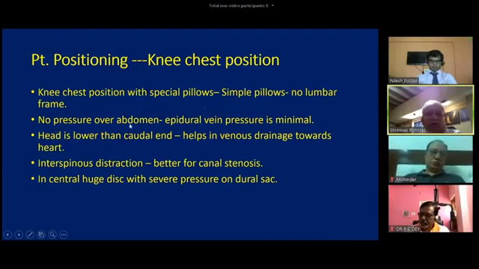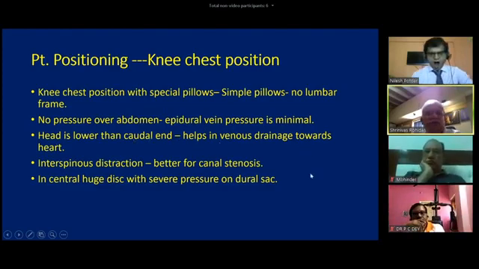We use a Nietzsche position with special pillows. There is no pressure over the abdomen, so the epidural venous pressure is minimal. They don't trouble you during the surgery. Head is lower than the caudal end. That helps in venous drainage toward the heart.